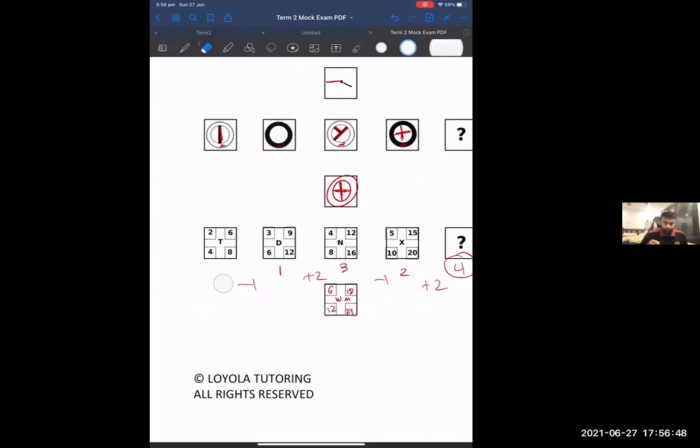Yes, Naman? I did a different way, but I got the same answer. Tell me. So it wasn't straight lines, it was just any lines. So T has 2 lines, D has 2 lines, then N and X have 3 lines. So the next letter would have 4 lines. Perfect. That's fine as well. Wait, X doesn't have 3 lines. Oh, it doesn't.